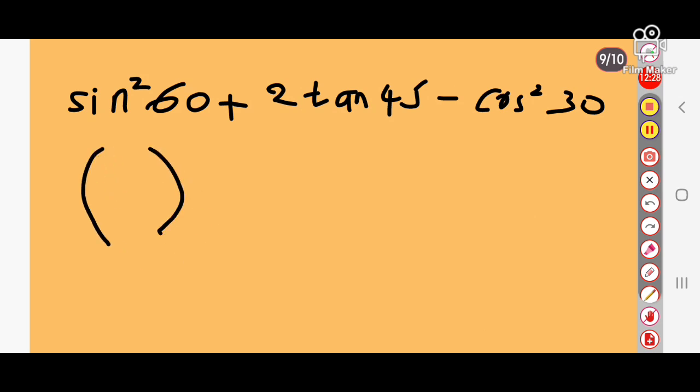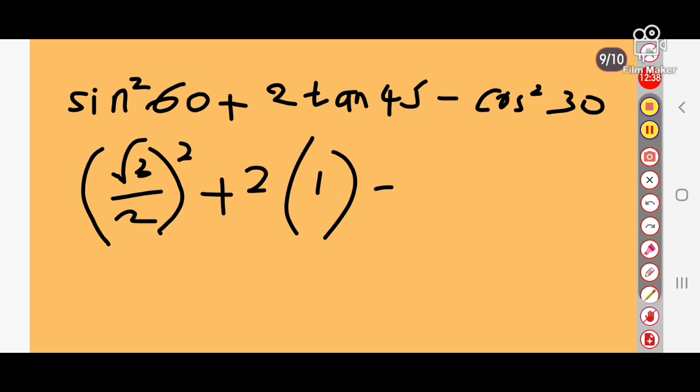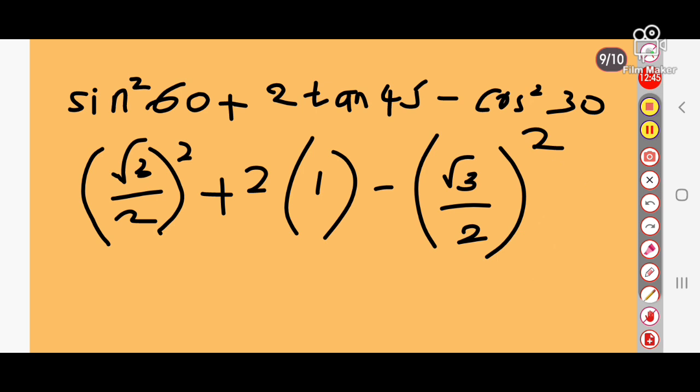Sin 60 value is root 3 by 2, the whole square, plus 2 into tan 45. Tan 45 value is 1, minus root 3 by 2 the whole square. Before substituting the values, we can easily finish the problem. Root 3 by 2 the whole square minus root 3 by 2 the whole square will get cancelled. 2 ones are 2. That's it.